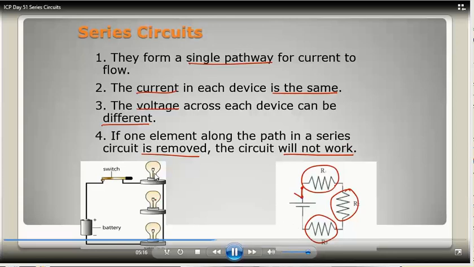If any one of these light bulbs is unscrewed, if it's removed, the circuit's not going to work in a series circuit.